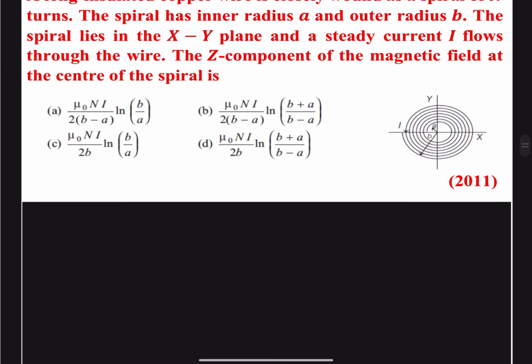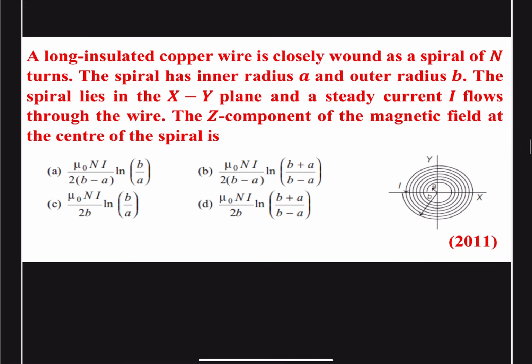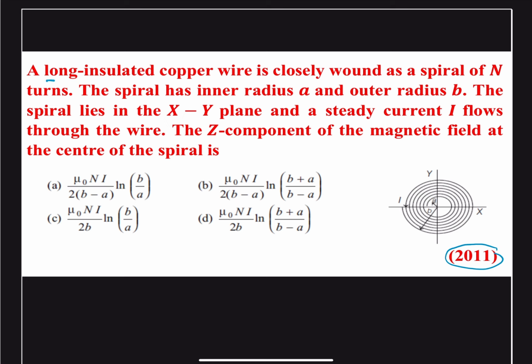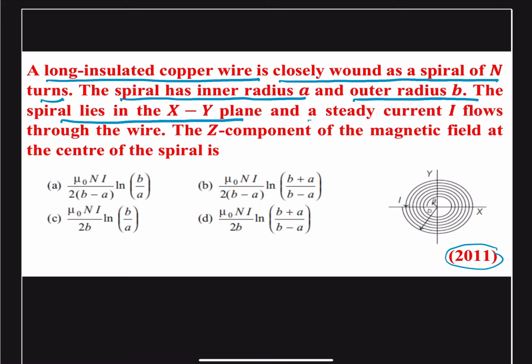And now we come to the next question. It was asked in the year 2011, and it says that a long insulated copper wire is closely wound as a spiral of N turns. The spiral has an inner radius A and outer radius B. The spiral lies in the XY plane and a steady current I flows through the wire. The Z component of the magnetic field at the center of the spiral is.